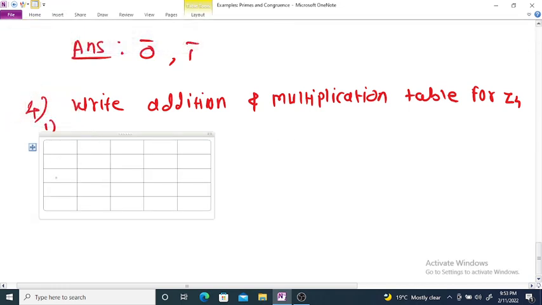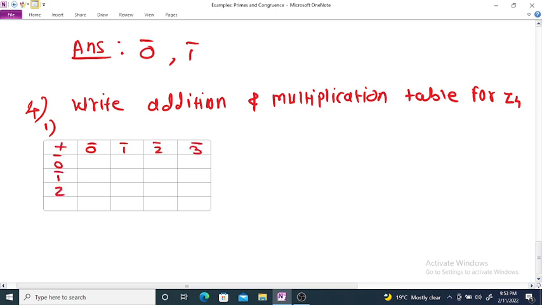So here 0 bar, 1 bar, 2 bar, 3 bar under addition. Here 0 bar, 1 bar, 2 bar, 3 bar. Then 0 bar plus 0 bar is 0 bar. Then 0 bar plus 1 bar is 1 bar. 0 bar plus 2 bar is 2 bar. And this is 3 bar.